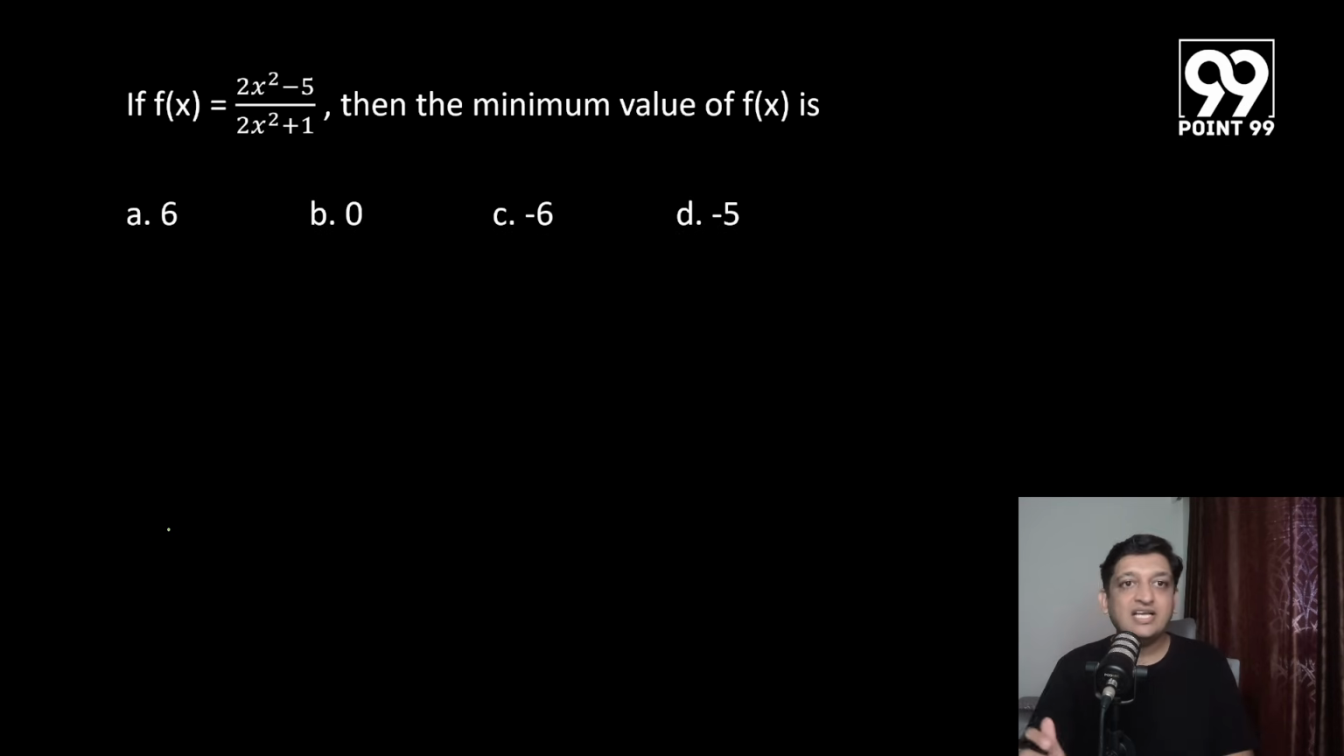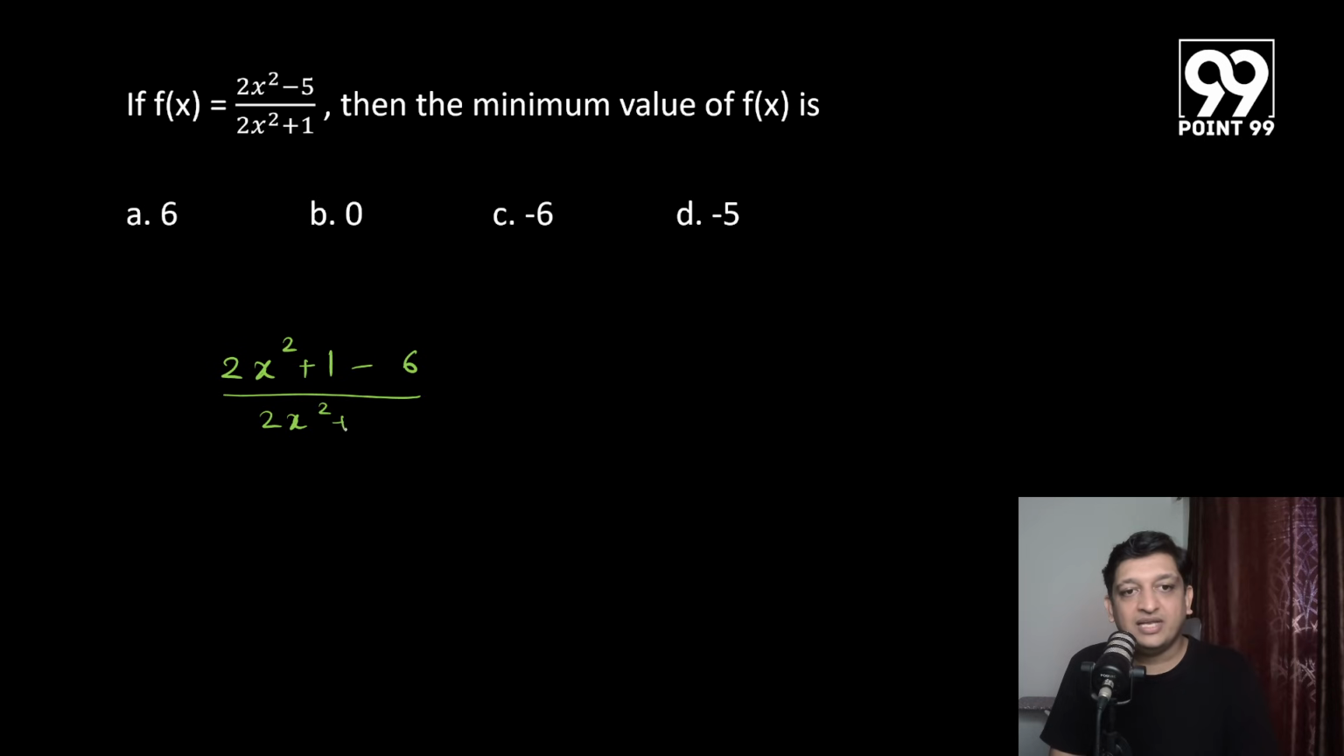Now in this context, we have a function and we want to find the minimum value of this particular function. So try this out and then have a look at the solution. Now I can see that 2x square is present in the numerator and the denominator. So what will I do? I will try to convert this into 2x square plus 1 minus 6, and I'll divide it by 2x square plus 1. Now this, if I split into two parts, I will get 1 minus 6 upon 2x square plus 1.